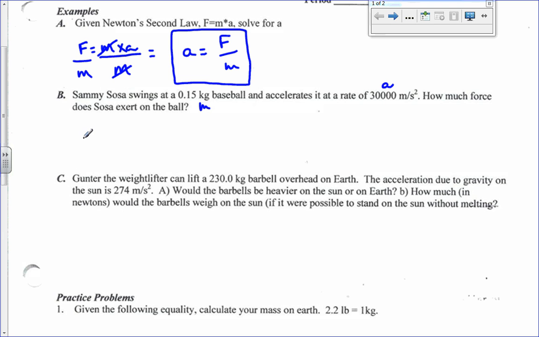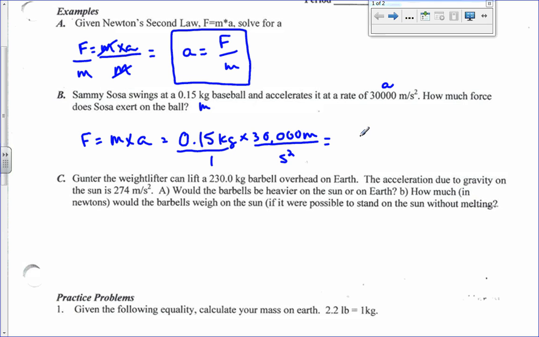This one is very straightforward. Force equals mass times acceleration. Mass is 0.15 kilograms. Acceleration, 30,000 meters per second squared. Watch how I write this. I'm going to write it meters over second squared. It means the same thing. I could also put 0.15 kilograms over 1. Now I'm multiplying fractions.